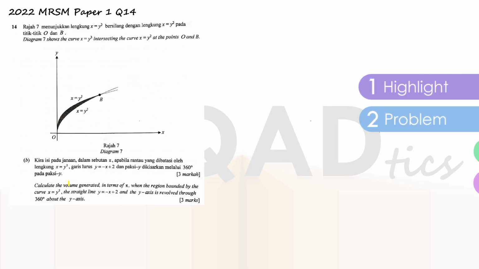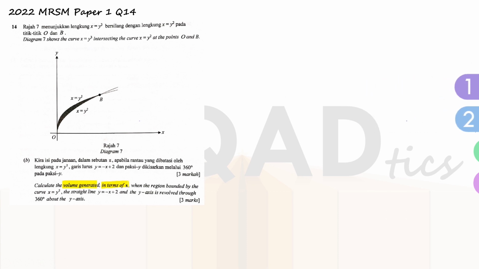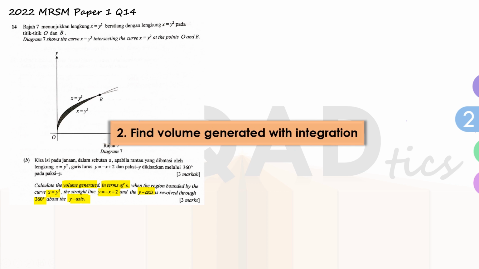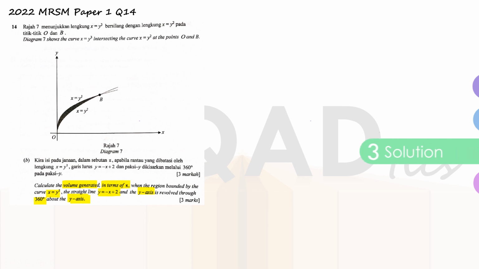And for part B, we need to find the volume generated in terms of pi for this region bounded by these 3 lines. And we need to revolve it through 360 about the y-axis. So here's the second thing we need to learn from this video, which is to use integration to find the volume generated. Before we find the volume, let's determine what is the region.